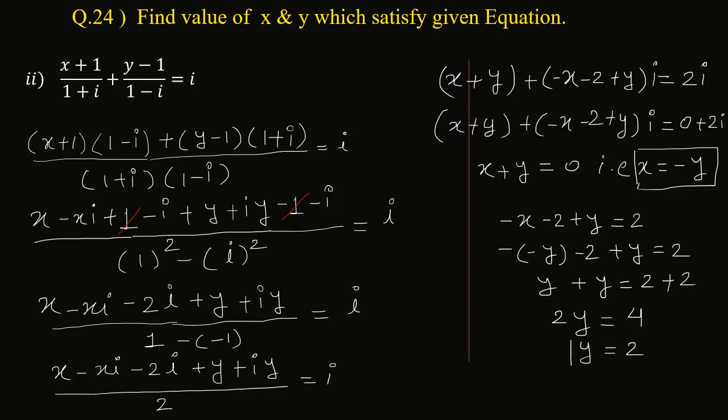Now we got the value of y as 2. So we can substitute this value in the first relation which we derived, x is equal to minus y. Therefore x is equal to minus y, and since the value of y is 2 with the minus sign already there, the value of x is obtained as minus 2. So be careful, this is an important sum.